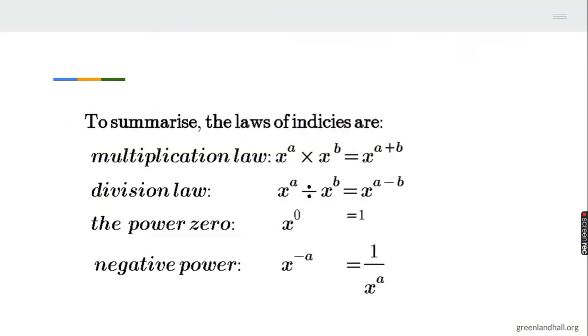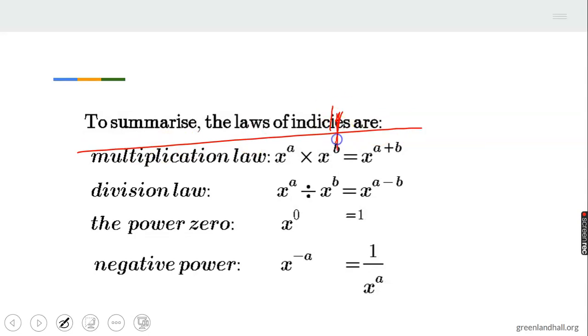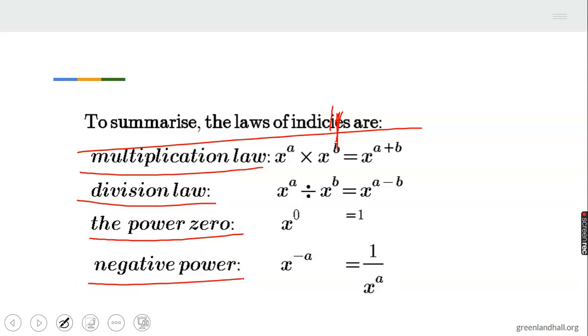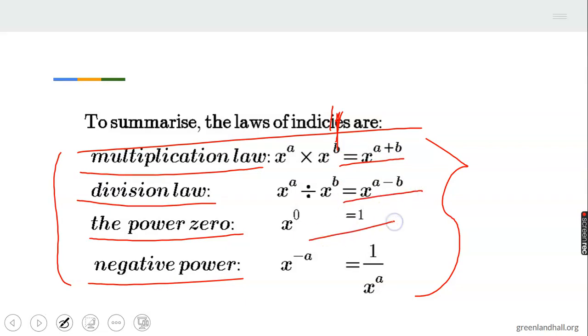Now, to summarize, the laws of indices are: we have the multiplication law, division law, the power 0, and negative power. All these laws are what we'll be using from now till tertiary educational level. They will not change. It is what everybody is using as far as the law of indices is concerned. Now, this is the first one we established. This is the second one, the third one, and the fourth one.